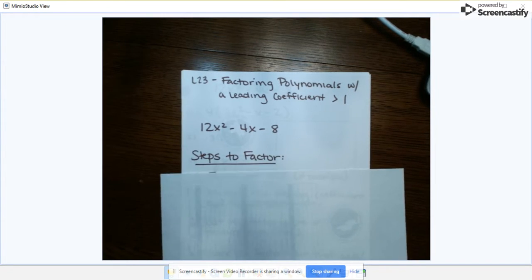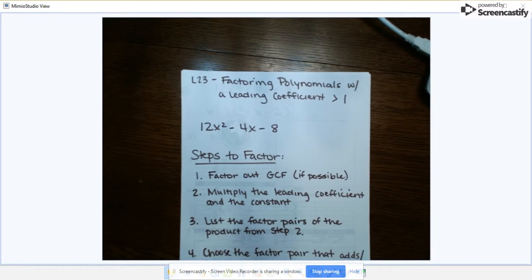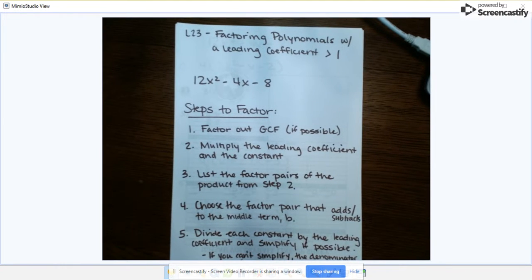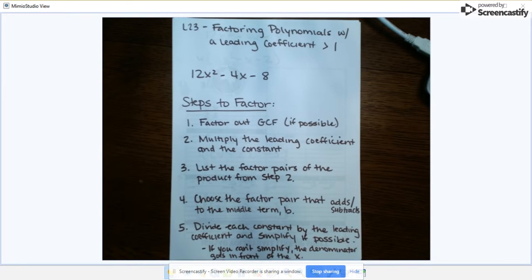So here are going to be 5 different steps that we're going to follow. The first one is always going to be to factor out any greatest common factor, if applicable. It's not always going to be possible to do that, but that would always be our first step. Second step will be to multiply the leading coefficient and the constant. From there, we're going to list the factor pairs that we get from the product in step 2. Step 4 is going to be choosing a factor pair that will add or subtract to be that middle term.